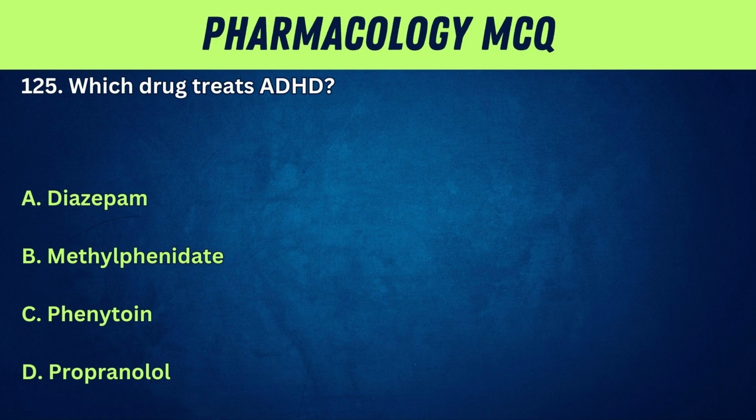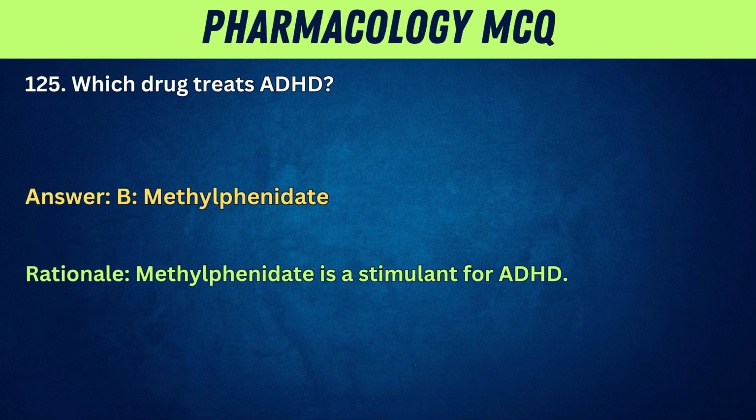125. Which drug treats ADHD? A. Rifampin. B. Methylphenidate. C. Phenytoin. D. Propranolol. Answer: B. Methylphenidate. Rationale: Methylphenidate is a stimulant for ADHD.